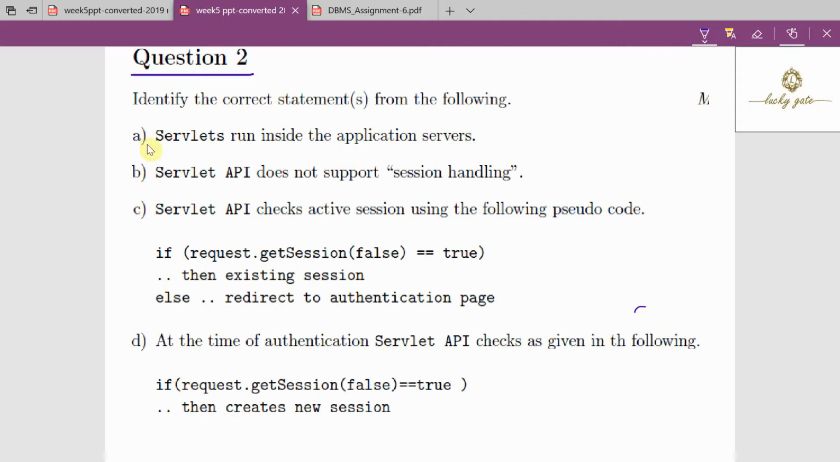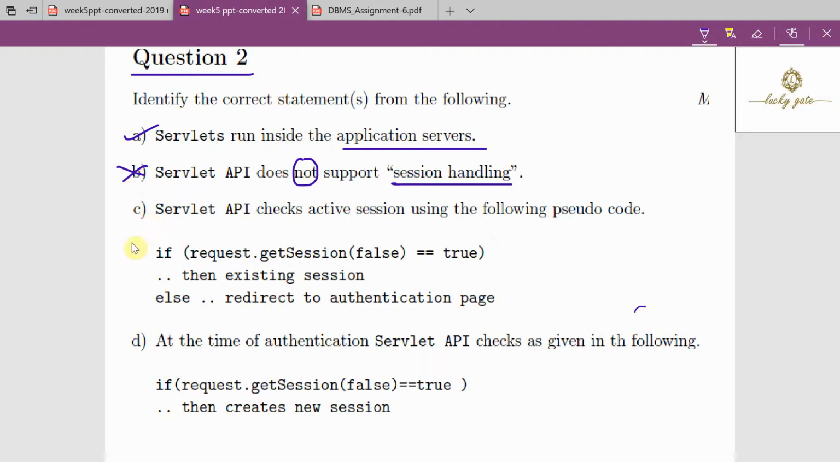Option A given, servlets run inside the application servers. It is a perfectly correct statement. The servlets always run on the application server to give a response to the client's requests. And option B given, servlet API does not support session handling. Actually, it does support it, so option B is incorrect.